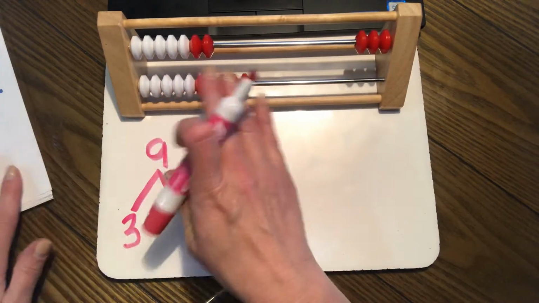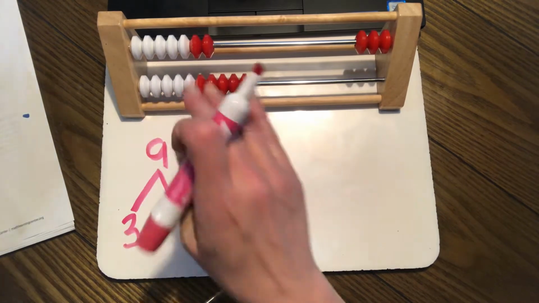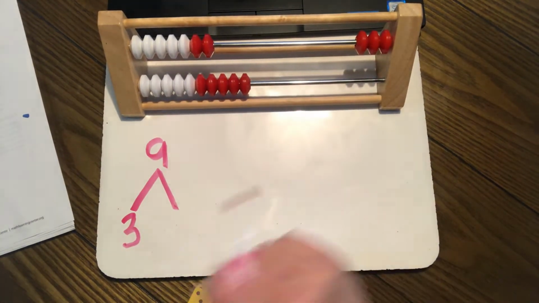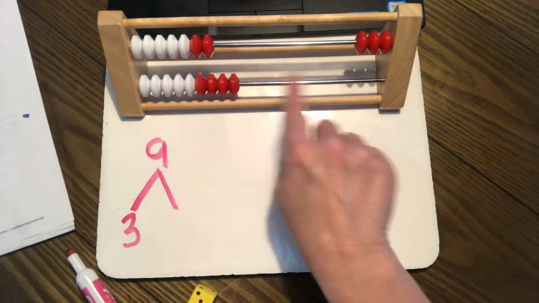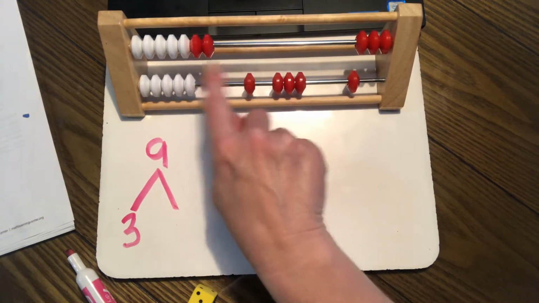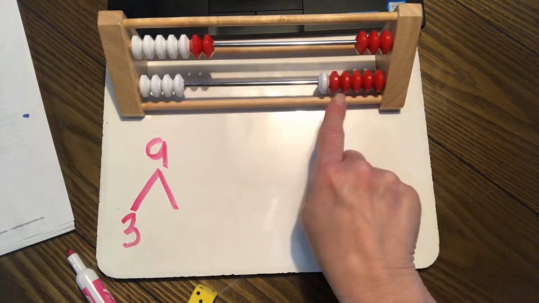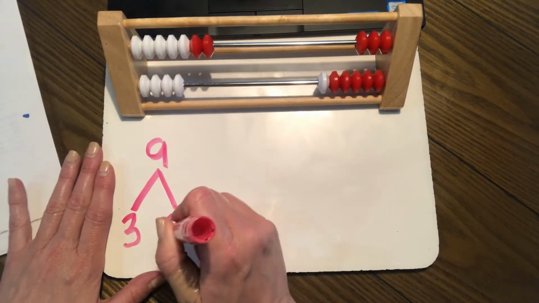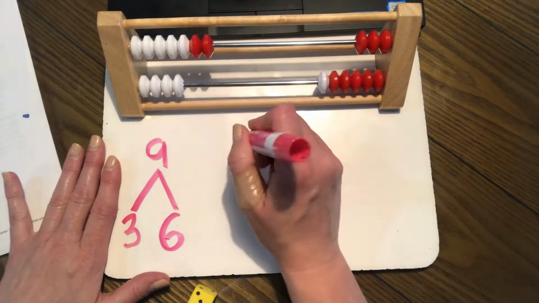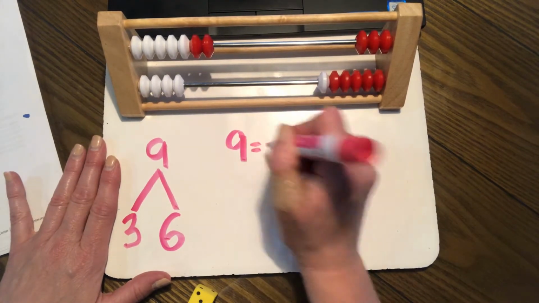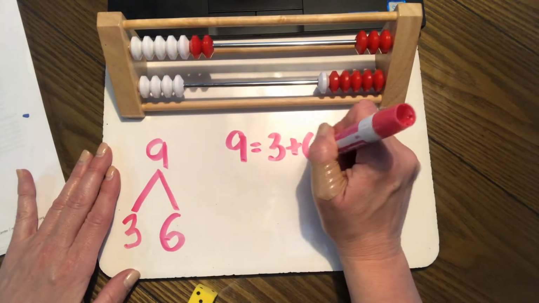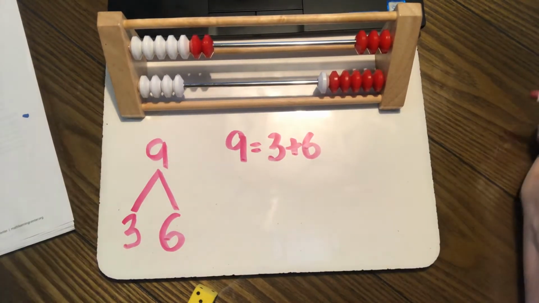So I'm going to slide. I wanna know how many more can I slide over before I get to 9? So we're gonna start at 3. 4, 5, 6, 7, 8, 9. I slid over 5 and one more, which is 6. So 9 is equal to 3 and 6.